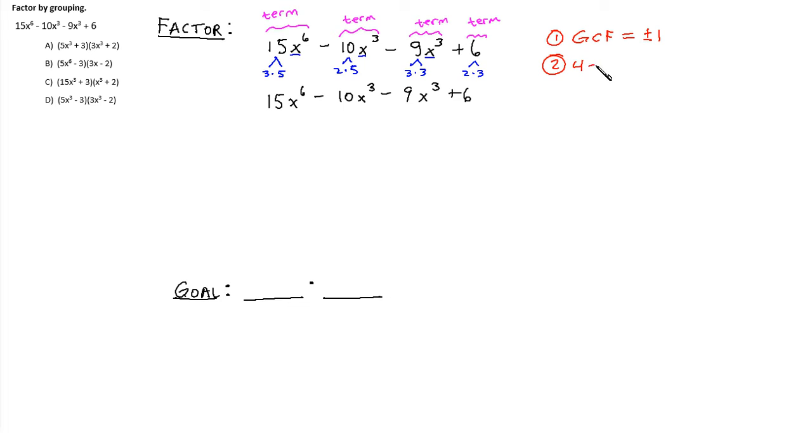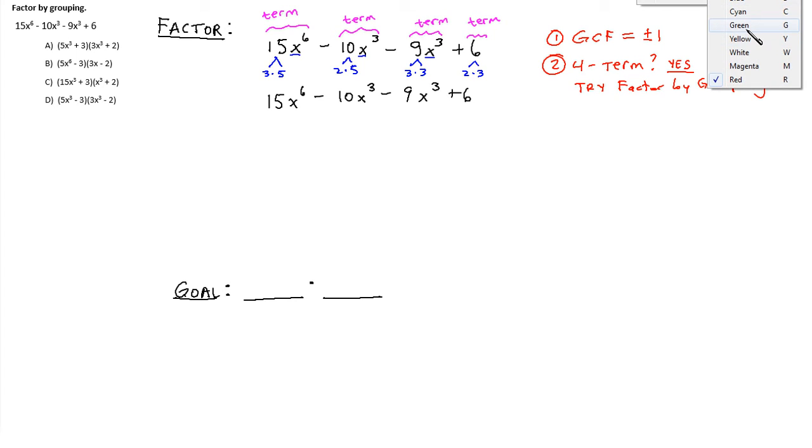Now, if we ask ourselves, is this a 4-term polynomial? The answer is yes. We counted them in the beginning. And when you say yes to that, the idea is to try factor by grouping, which is built into the instruction for our problem. So here's what factor by grouping is.